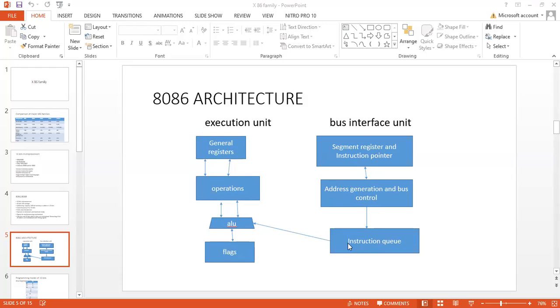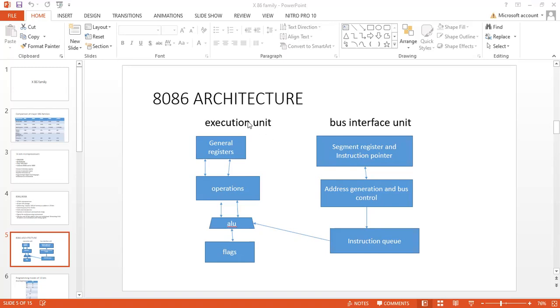The segment registers are there. For example, extra segment, code segment, stack segment, data segment. Each segment is used to store something: the data segment is used to store the data, the stack segment the register contents, the code segment the instructions. So it has the 16-bit starting address of the segment. Then the instruction pointer is a program counter, so it will hold the address of the next executable instruction.